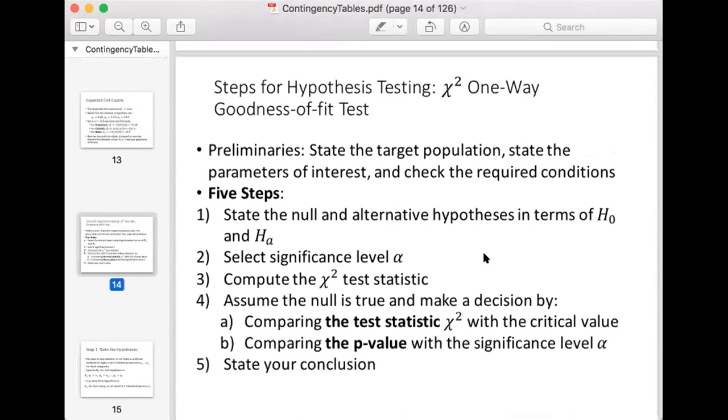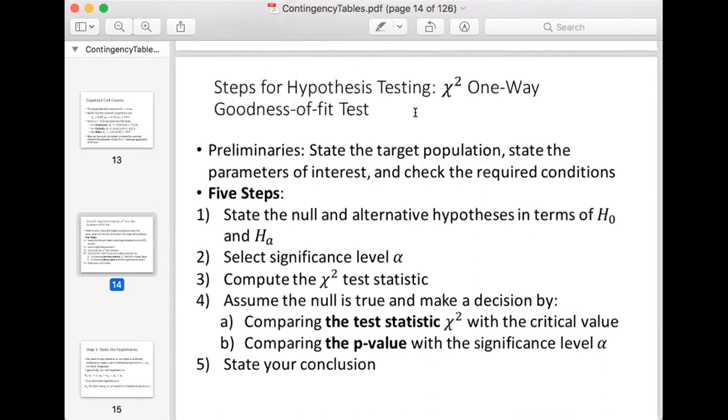Right, so for the first test that we went over in this module, we talked about the chi-squared one-way goodness of fit test. This is a hypothesis test, like we've been learning in the previous modules. And for any hypothesis test, you're going to have the same 5 steps. You're going to do the same thing for every single hypothesis test that you're running.